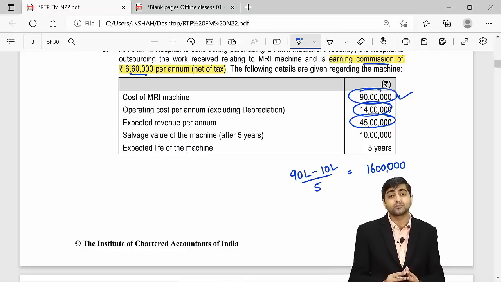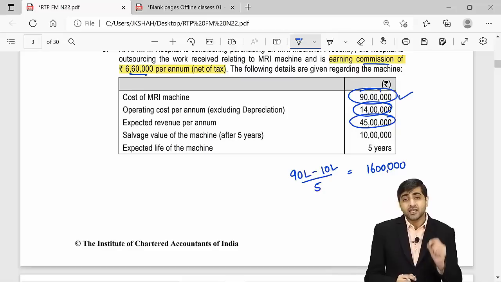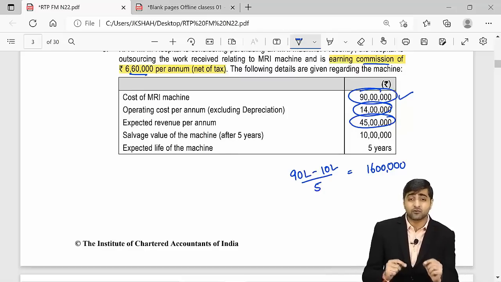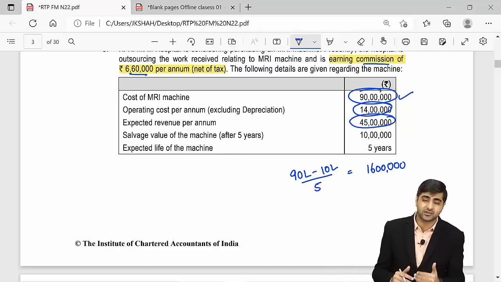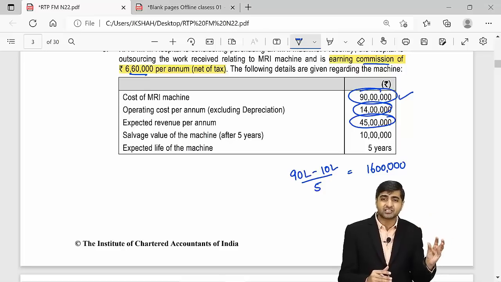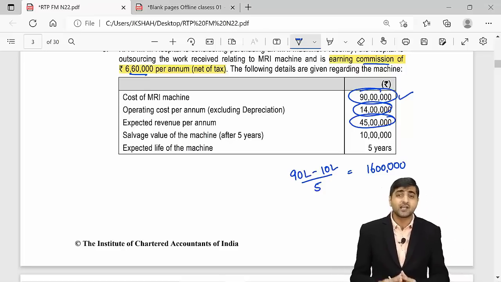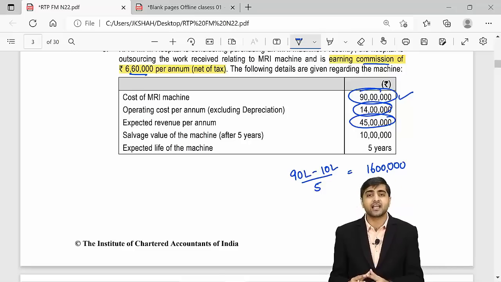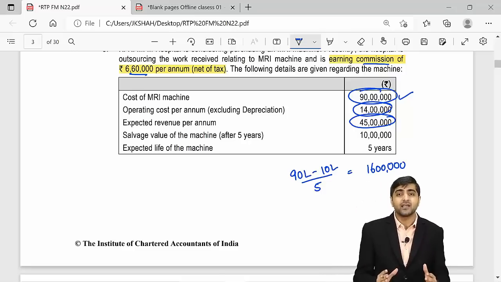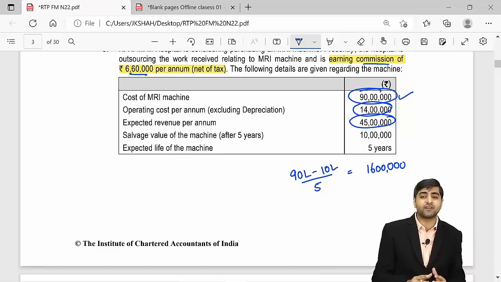Then the answer is no. So this commission income is your opportunity cost, and they have told you net of tax, so it's your post-tax. So definitely from your final cash inflows, now you will be subtracting that 6,60,000 rupees to get finally your net cash, which you will multiply by your present value annuity factor.